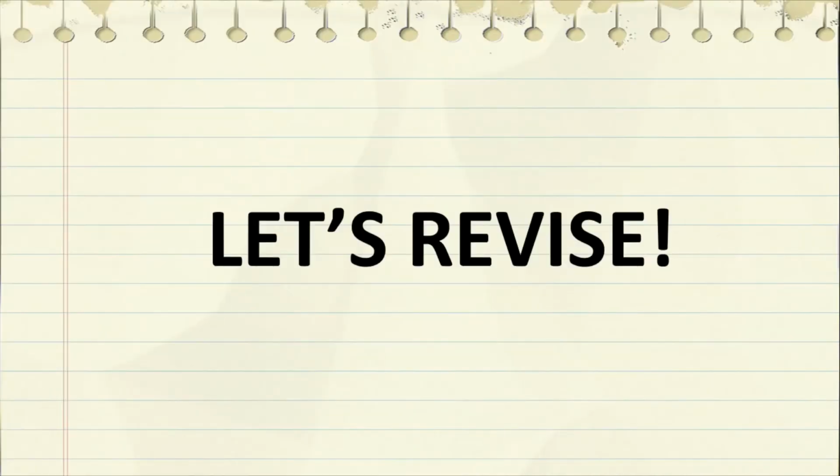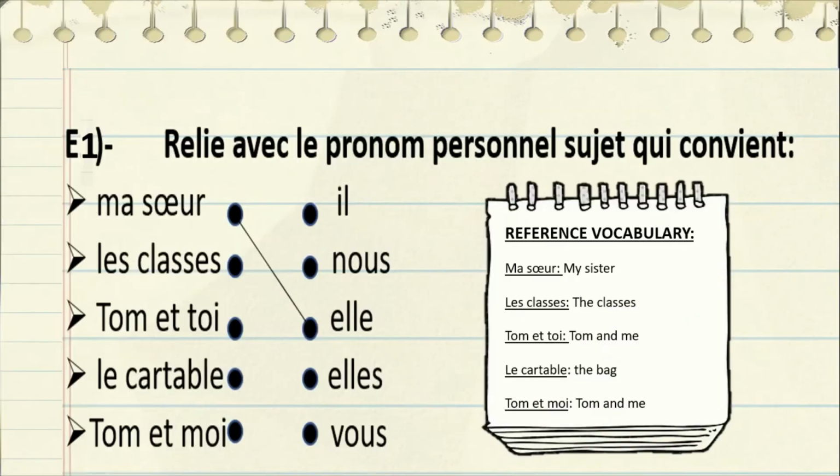Now let's revise through some exercises. Relie avec le pronom personnel sujet qui convient. Match the subject personal pronouns with the convenient subjects. So you can refer to this vocabulary list which I have put up over here. First one is done for you. Ma sœur means my sister. My sister is singular and third person. She is also feminine. So we'll use elle, which means she.